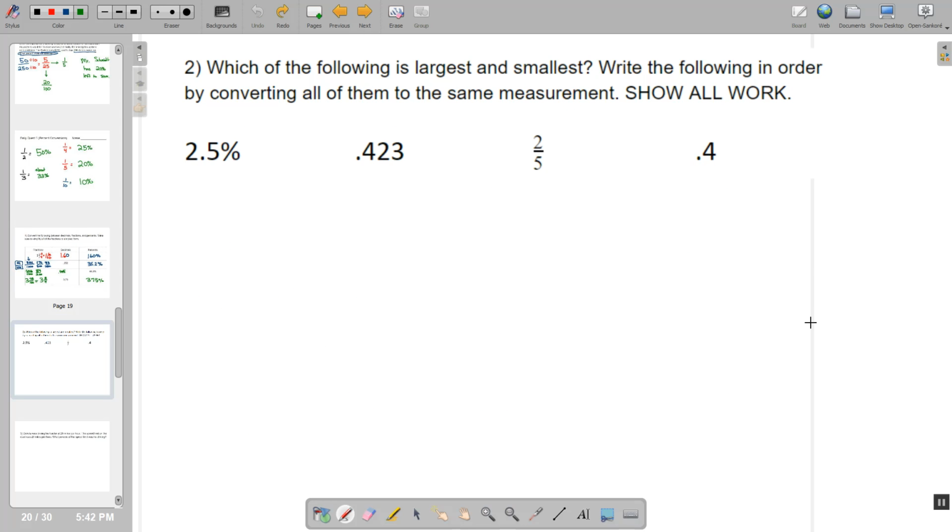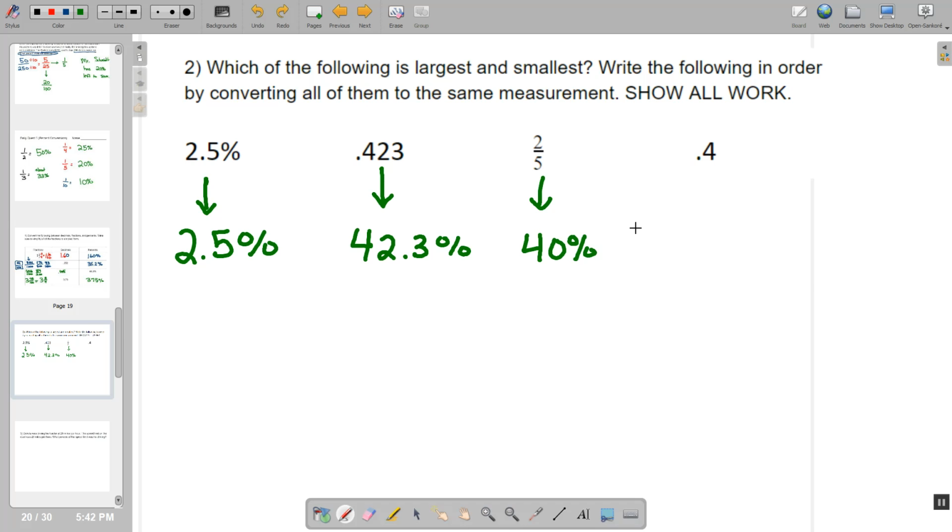Let's convert all of these to percentages, and then write them in order from smallest to greatest. 2.5% is already in the right form. For this one, once again, I want to divide between the hundredths and thousandths column. So I get 42 3/10%. 2/5 is one of the fractions we're supposed to have memorized because 1/5 is 20%. So 2/5 is 40%. And then finally, 4/10 is the same as 40 hundredths, which is the same as 40%. So actually, we have two that are the same for the first time.